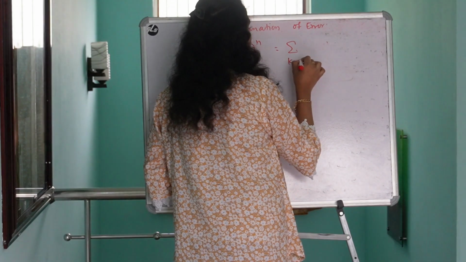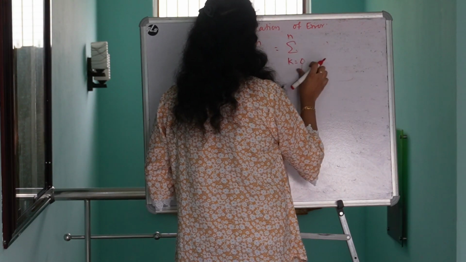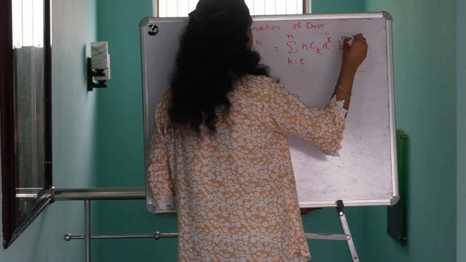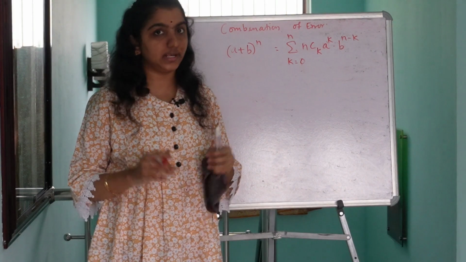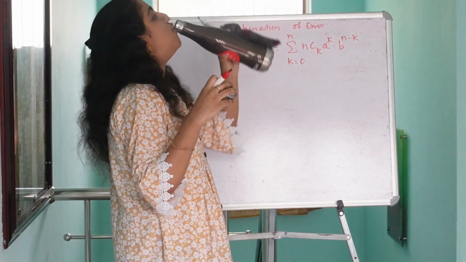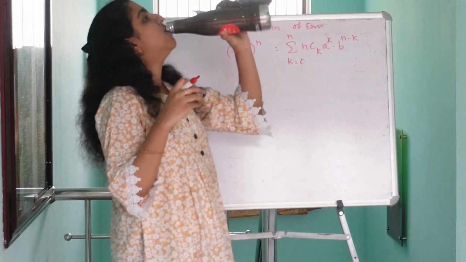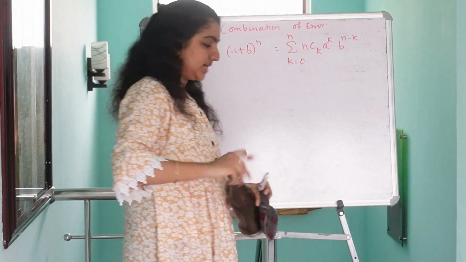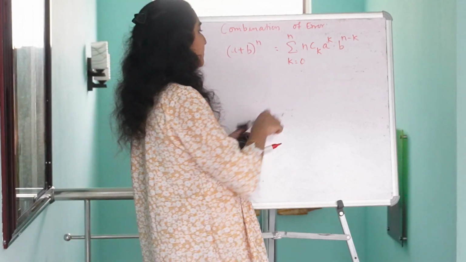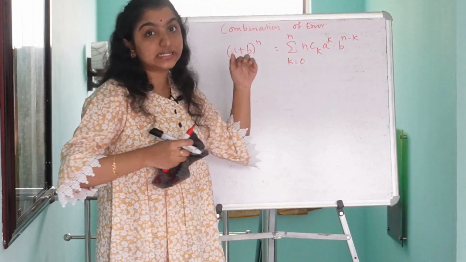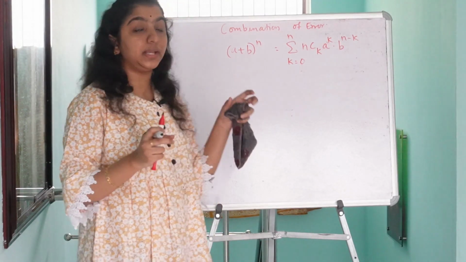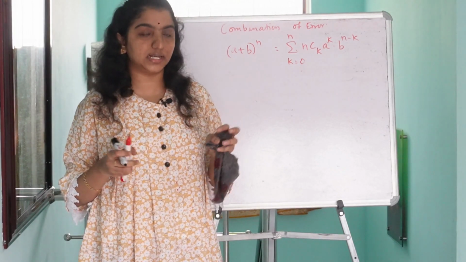This is equal to sigma k is equal to 0 to n, nCk a power k into b power n minus k. This equation is known as the binomial equation. Using this equation, you can easily find the value of a plus b the whole power n, where n can be any value starting from 0 to infinity. Is it clear, guys? Yes.